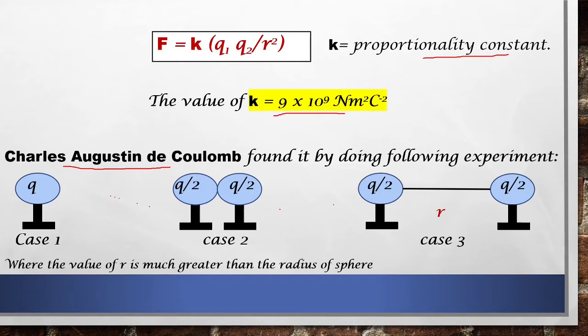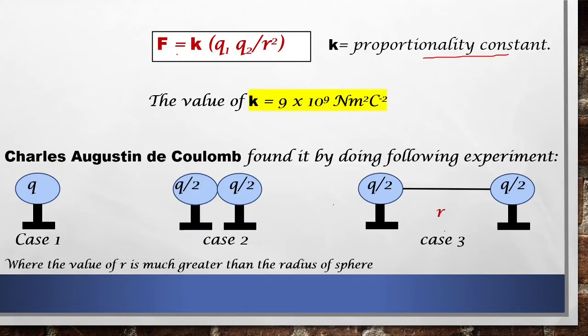He then separated these metallic spheres and kept them at different distances r. The main thing you should notice here is that each metallic sphere was considered a point charge. For considering a metallic sphere as a point charge, the value of r must be greater than the radius of the sphere. If r is much greater than the radius of the sphere, each sphere can be considered a point charge. So this was the experiment by which Charles Augustin de Coulomb proposed Coulomb's law.